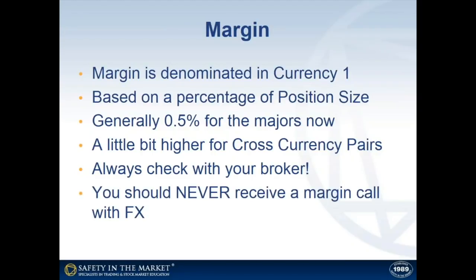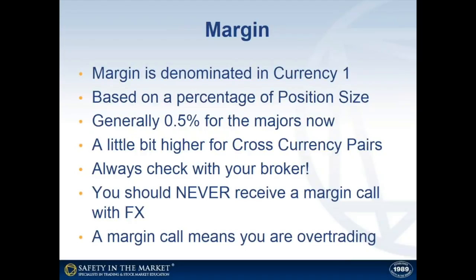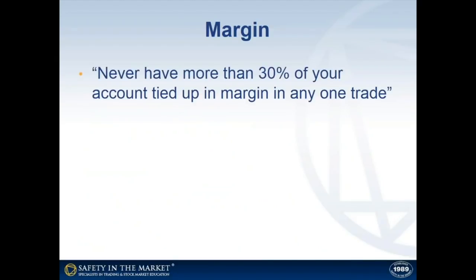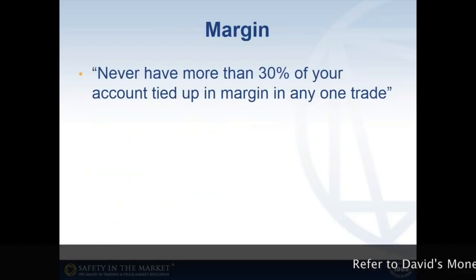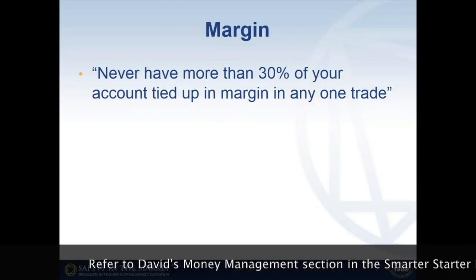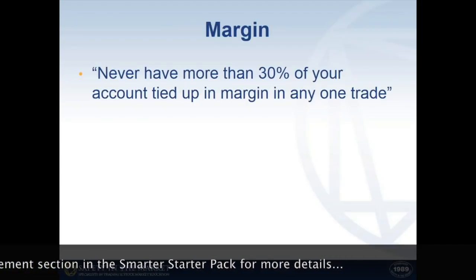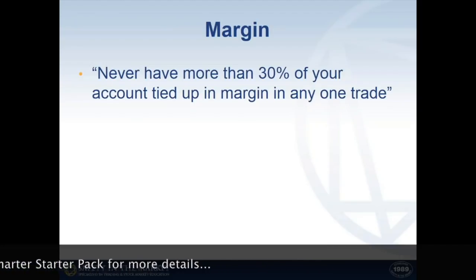Now, as I've already said, you should never, ever, ever receive a margin call when you're trading FX. If you get a margin call and you're trading FX, it means that you're over trading, which means you have too many positions on, or you're taking positions that are too large for your capital, right? And there are some good rules that David Bowden lays down in the Active Trader program for this. And David says, never have more than 30% of your account tied up in margin on any one trade. Okay, so if you have a $10,000 account and you're trading, say, the Australian dollar against the US dollar, don't tie up more than 30% of your $10,000 in any one trade. So don't use more than 3 of that 10,000 on any one trade.